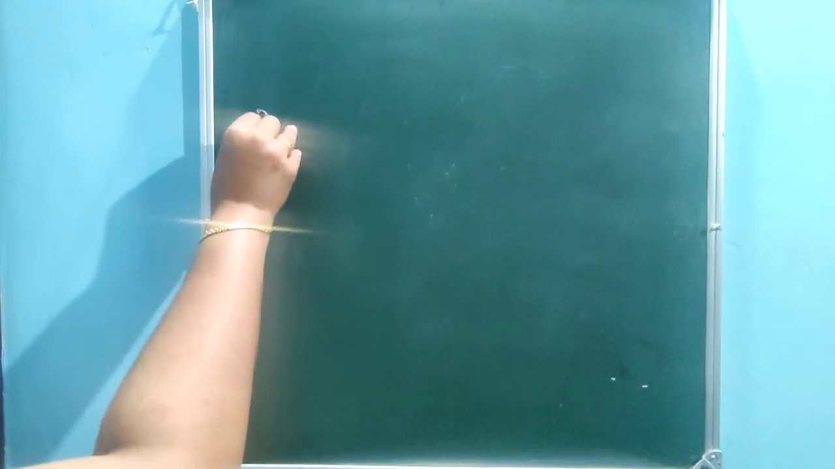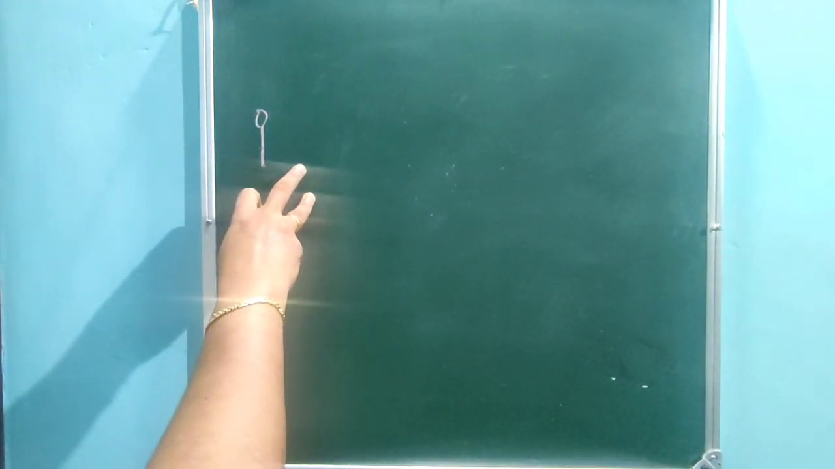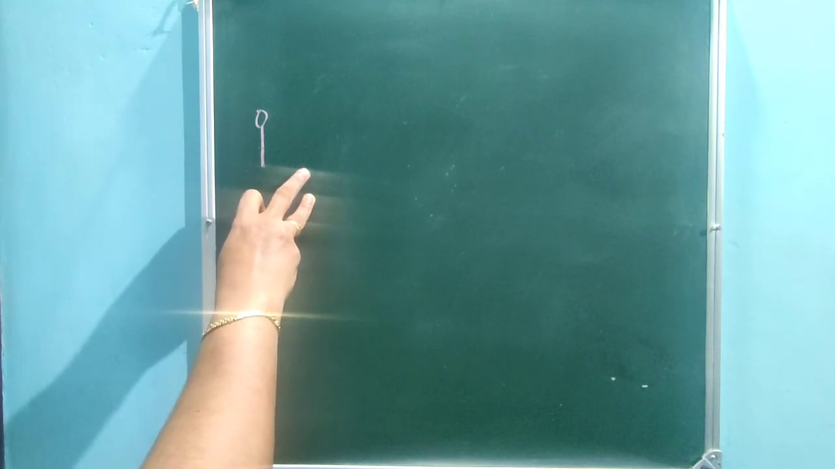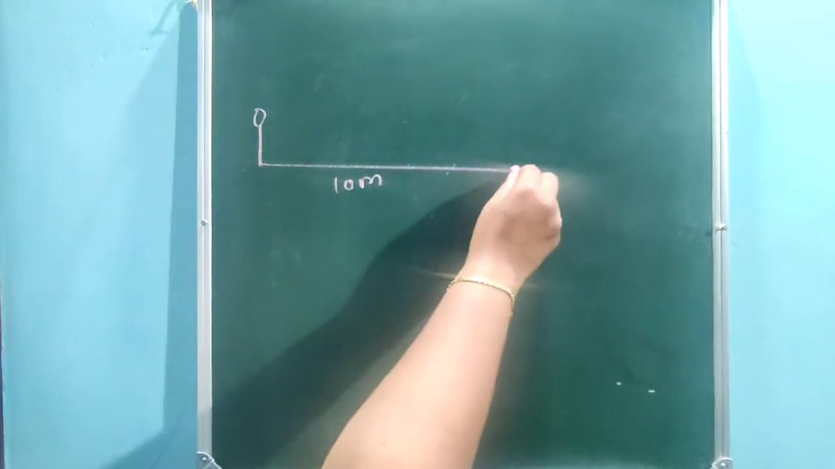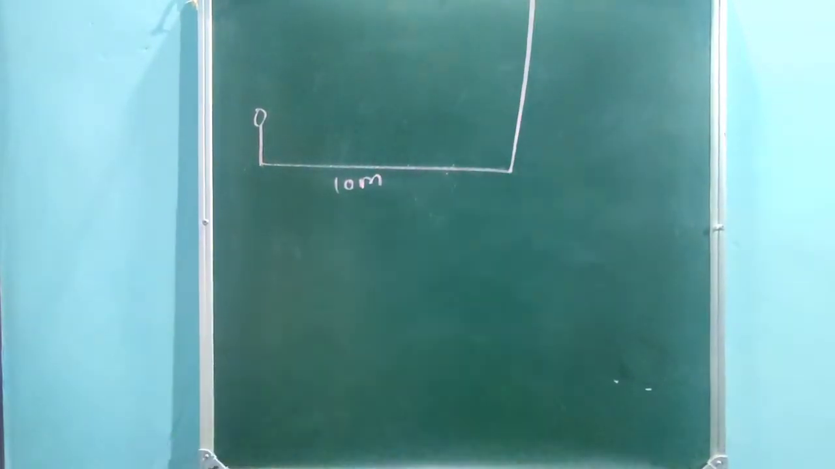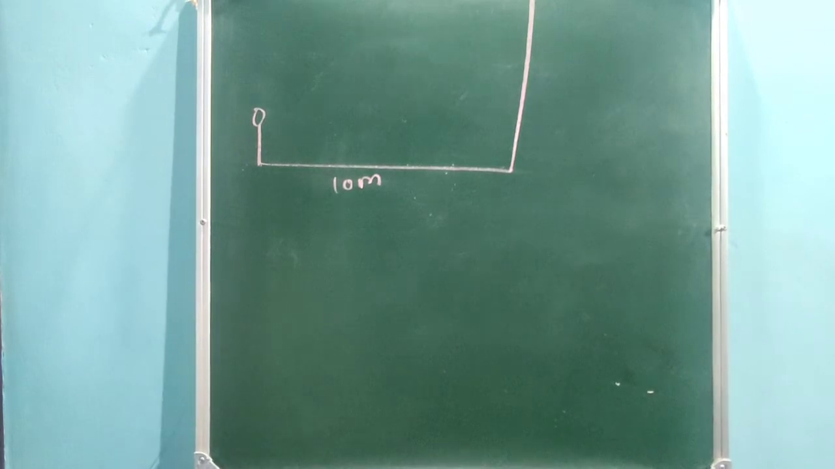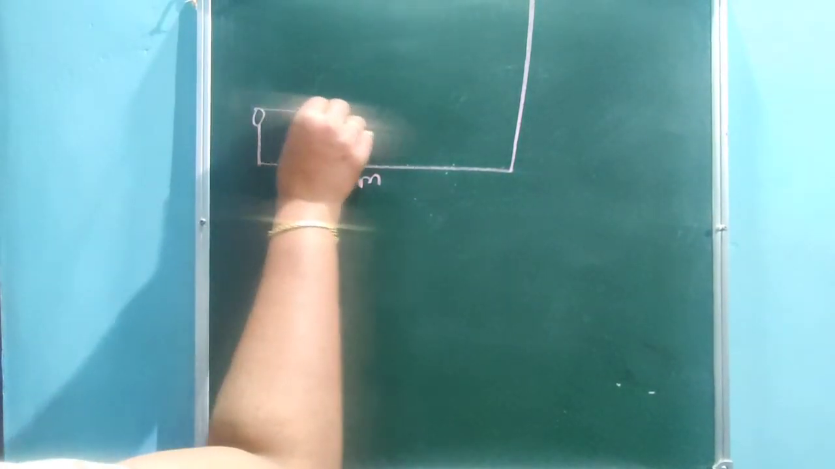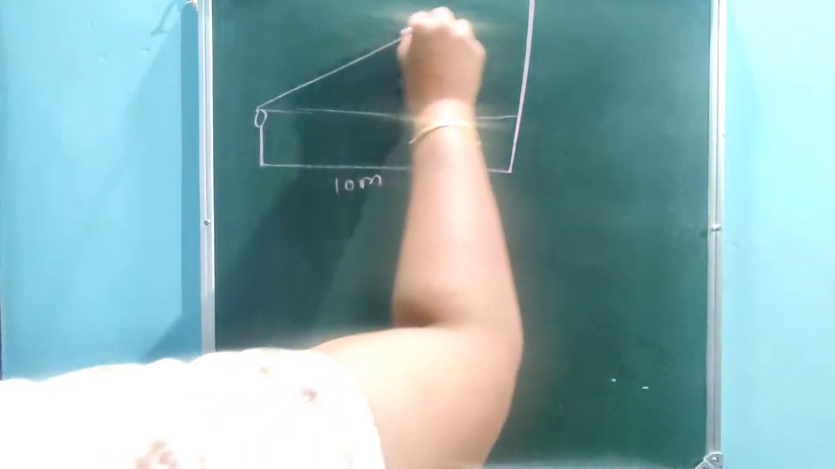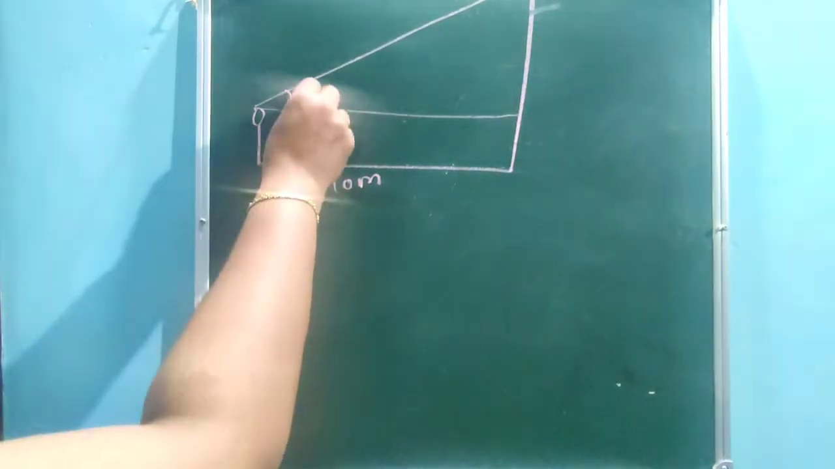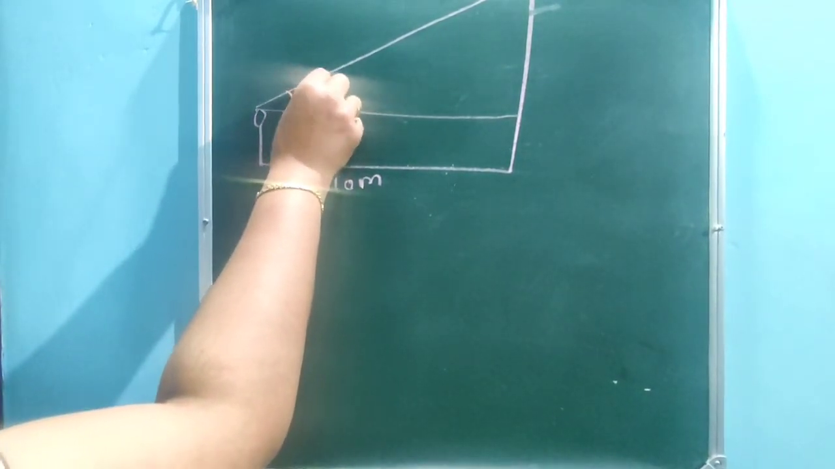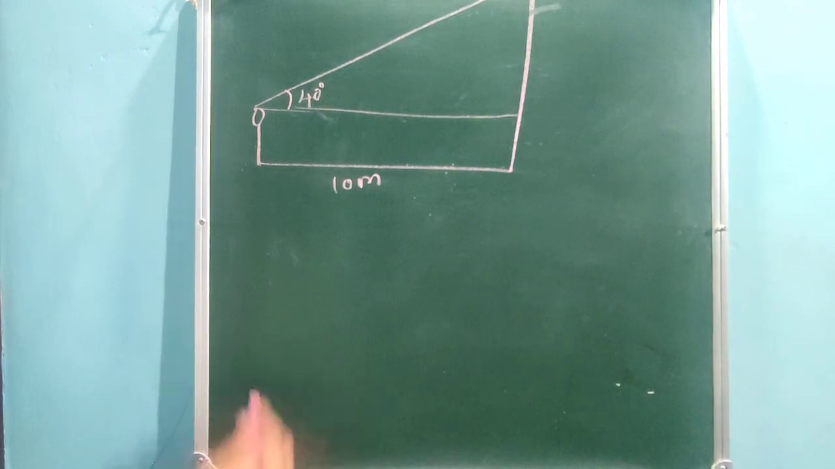Suppose this is a man. This man is standing 10 meters away from the foot of a tree. This is the foot of the tree, and he sees its top at an elevation of 40 degrees. This is the straight view of the boy, and this angle is the angle of elevation, and that angle of elevation is 40 degrees.